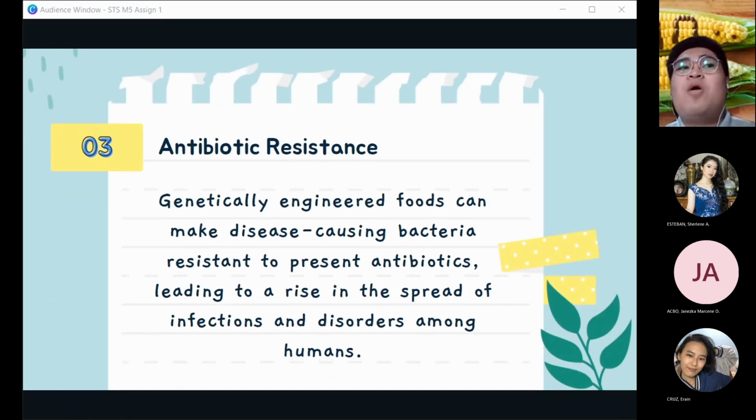Another risk of GMO is antibiotic resistance. Another unstated danger of genetically engineered food is that it may make disease-causing bacteria resistant to present antibiotics, leading to a rise in the spread of infection and disorders among humans. Antibiotic-resistance markers are included in almost all GMO crops, which enables manufacturers to determine whether the new genetic material has been successfully transmitted into the host food.